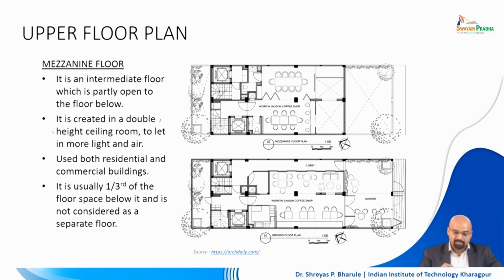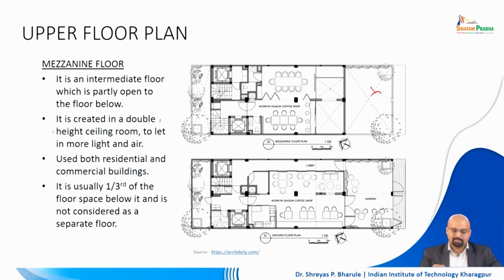For example, in this particular example, this is the ground floor level plan, and on the mezzanine level you have cutouts. You have one cutout here, one here, one here, and you have quite a big area wherein we can have extended seating. This is just an example of a coffee shop.